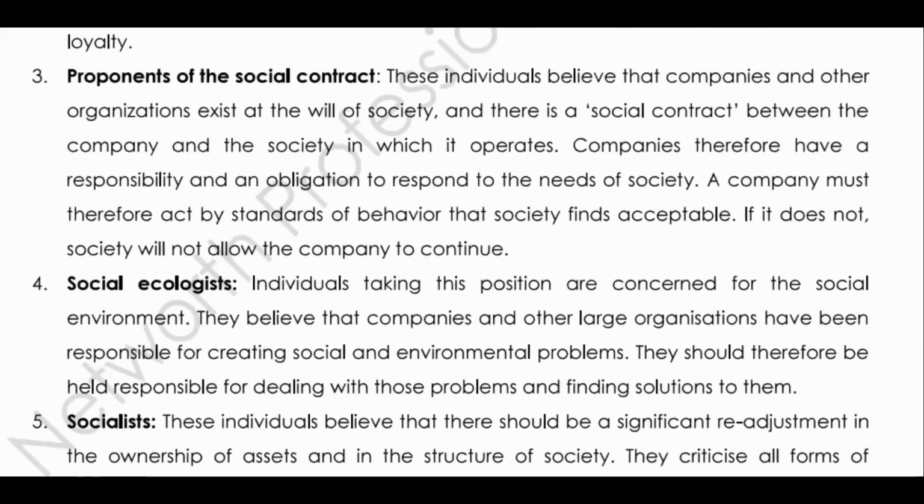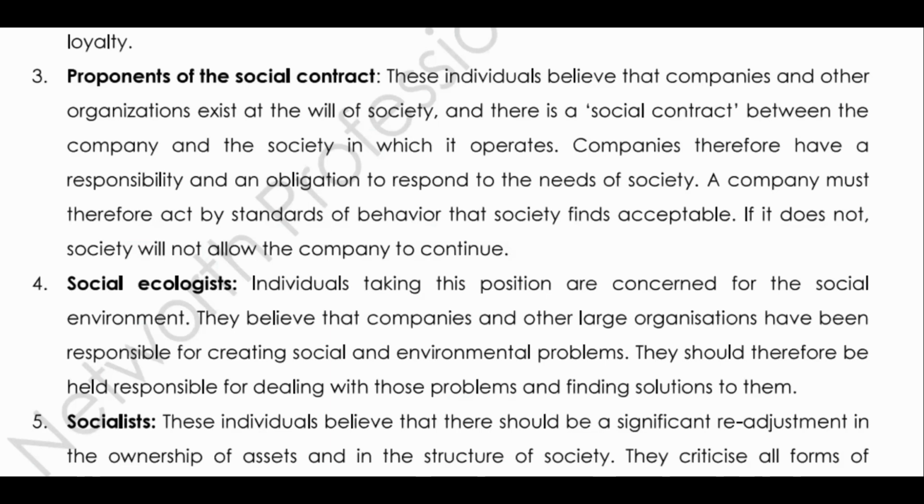Number 3 is the proponents of the social contract. Don't forget that I told you about social contract already, and I told you the similarity between social contract and the shaper of the society. Now for proponents of social contract, they believe that there is a contract between the company and the society. That way, your company is not just focused on profit. Your company must also act on the standards that society finds acceptable. If you don't, the society will not allow you to continue.